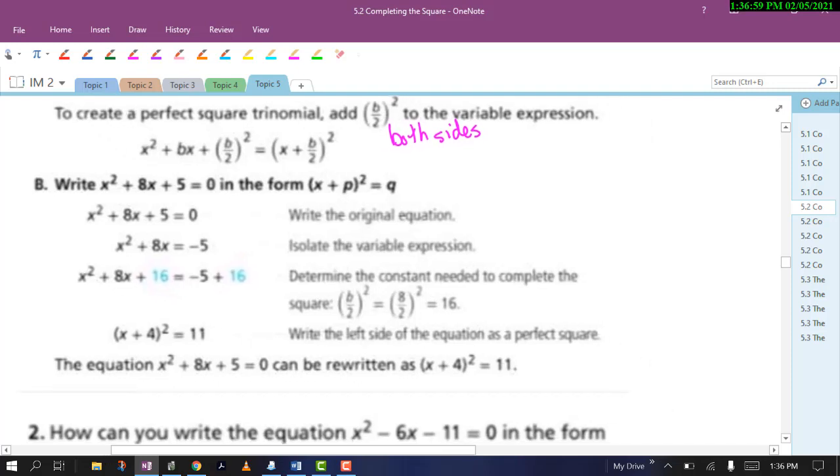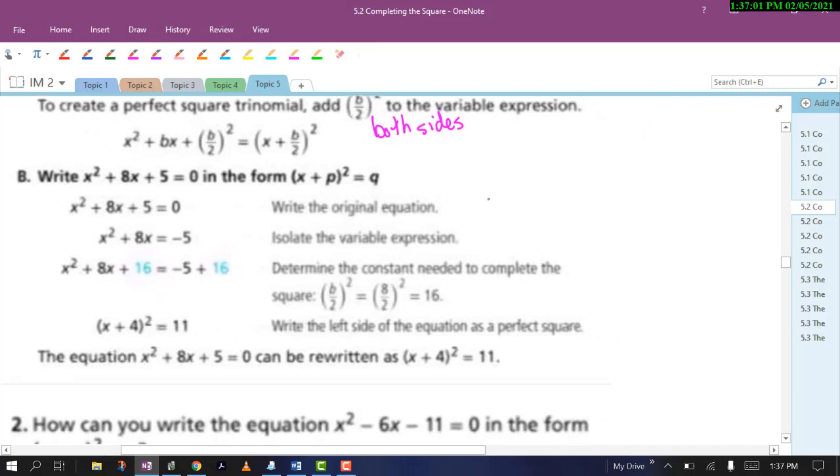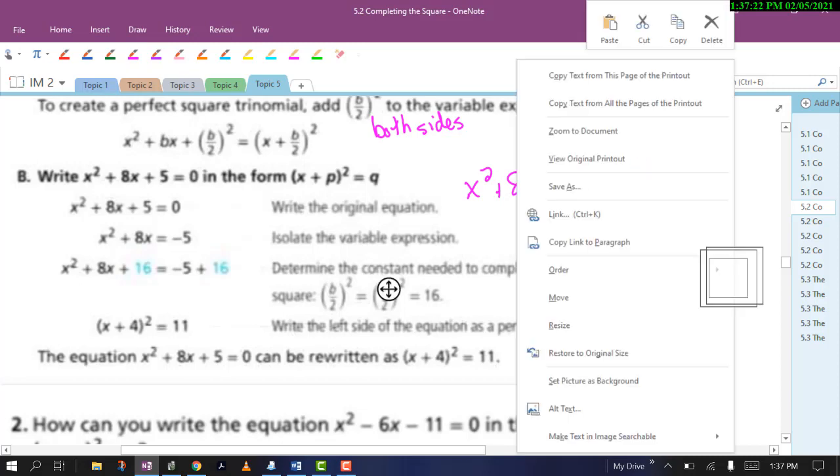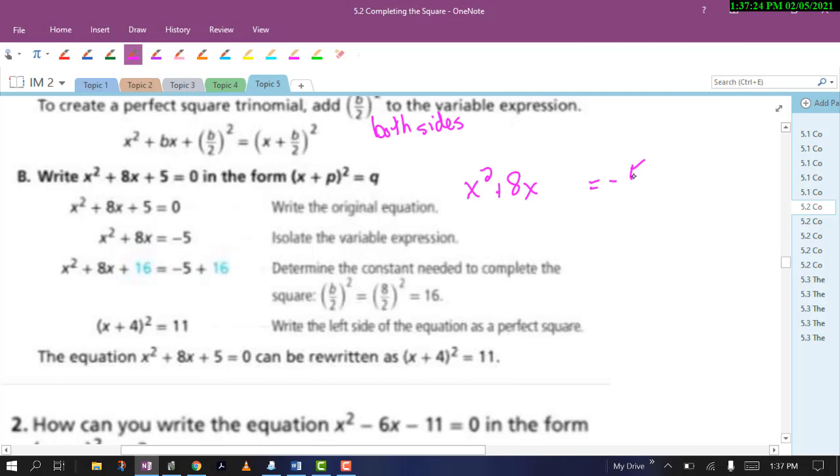So I'm going to write it a little bit differently than they wrote it in a book. So x squared plus 8x plus 5 equals 0 in the form (x plus p) squared equals q. We don't even need the answer yet. We just need to get it to the form where we can solve it. So we want to kick the constant, that 5, to the other side of the equation. Now we're going to add something in to both sides. We're going to add it at the end of x squared plus 8x, and we have to add it to the other side of the equal sign as well.